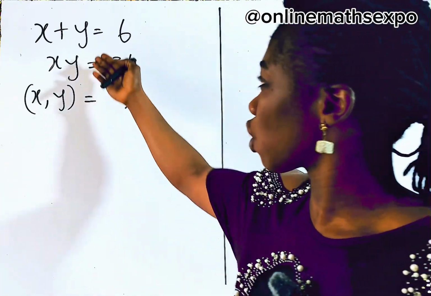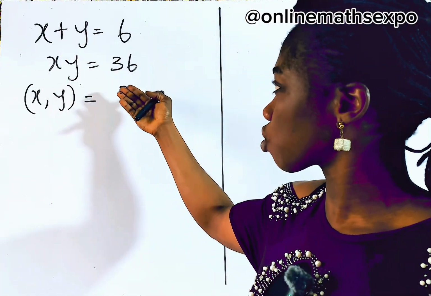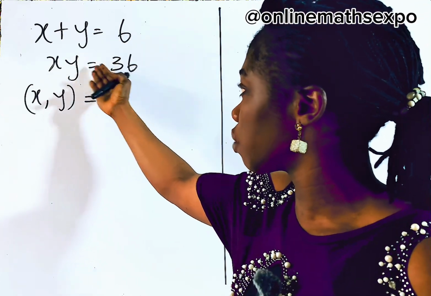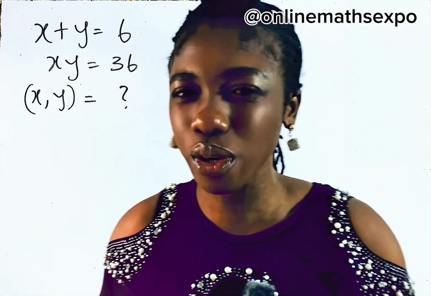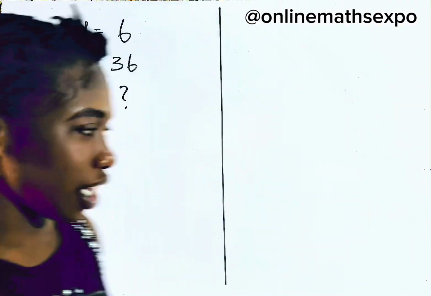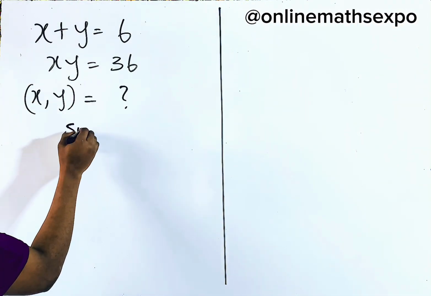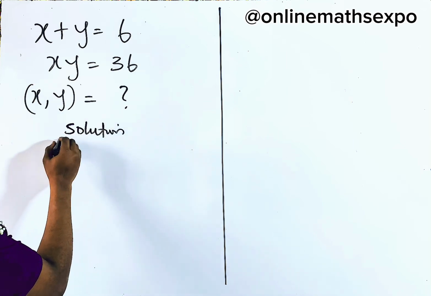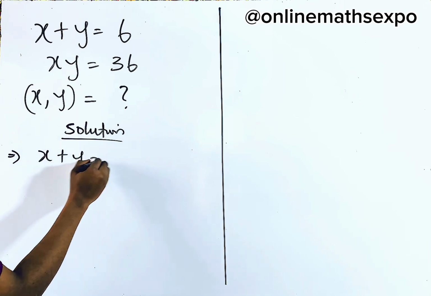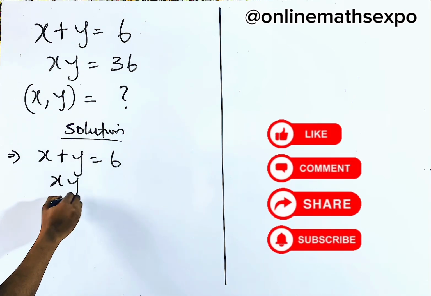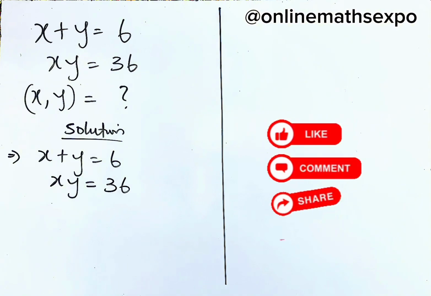Now, this is what we call a system of equations, because we have two equations and two variables to look out for. It's just so easy. Let's do this together. So we're going to begin with the solution. Let's repeat what we have: x plus y is equal to 6 and x multiplied by y is 36.